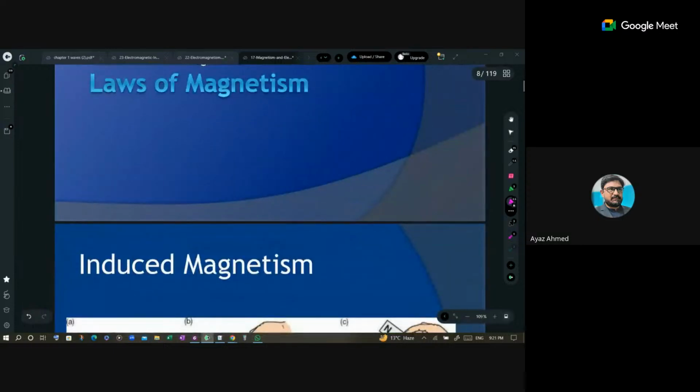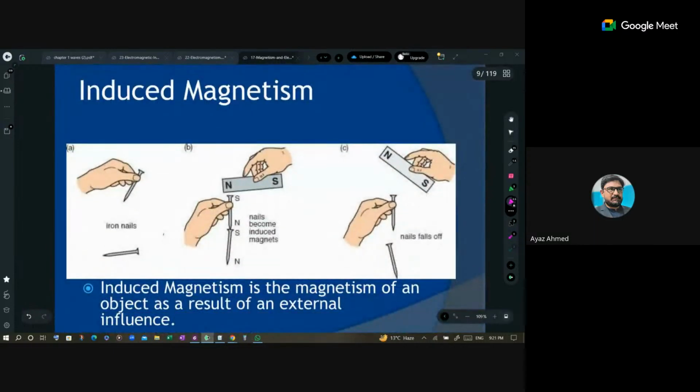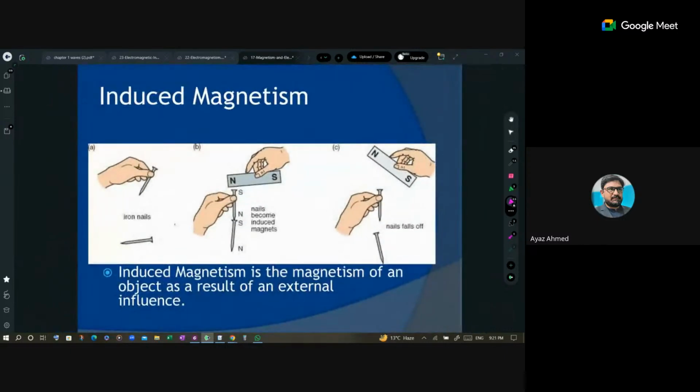Then we have induced magnetism. This is a very important thing to know. Induced magnetism means when a material is not a magnet, but it has magnetic properties, if we bring it closer to the magnetic field or magnet, it would behave like a magnet. For example, an iron nail. If I bring an iron nail closer to the north pole, it would be attracted. And I told you why it would be attracted, because it creates a south pole near the north end of the magnet, and on the other side its opposite pole, north, is generated.